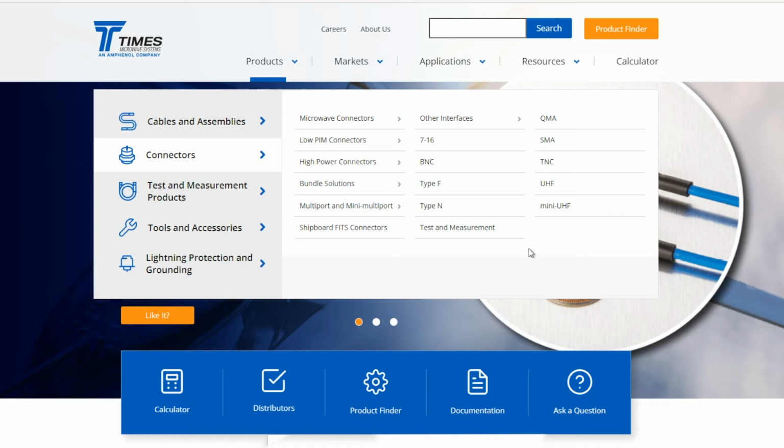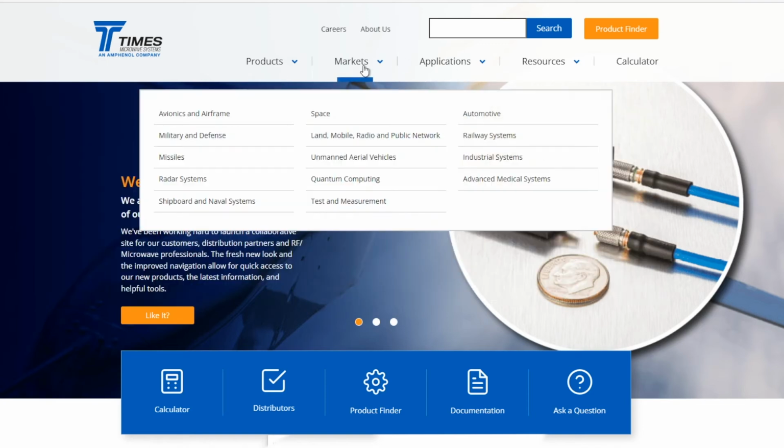Our other features on our main menu include markets, where we highlight all the markets that we support. There are a lot of markets, but these are the key ones that we support. And this is a great area to learn more about the challenges and other pieces of information within these markets.